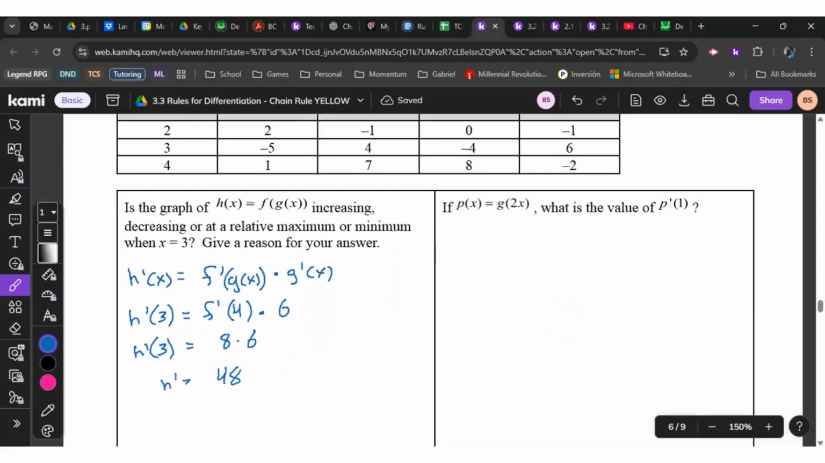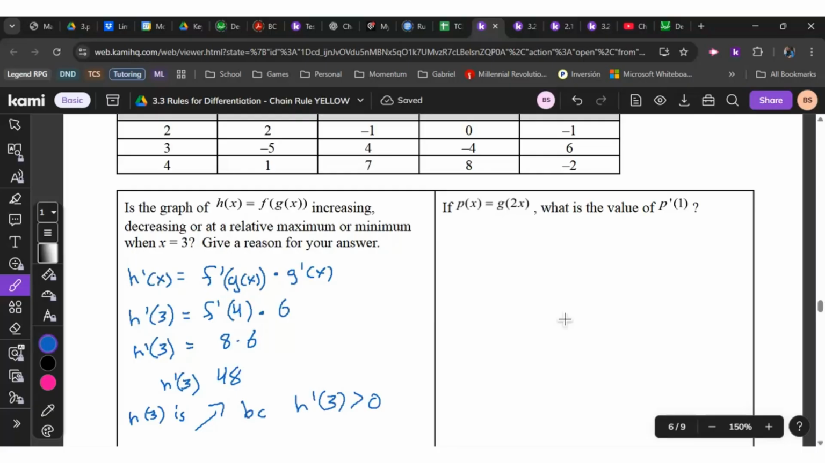Now, if it's 48, what does that mean about the original? Is it increasing, decreasing, max, or min? Increasing. Good. So, oops, h, not h prime. h of 3 is increasing because h prime of 3 is positive.